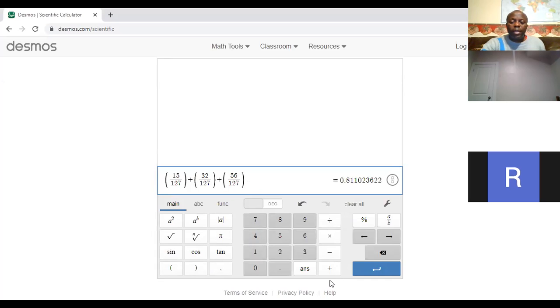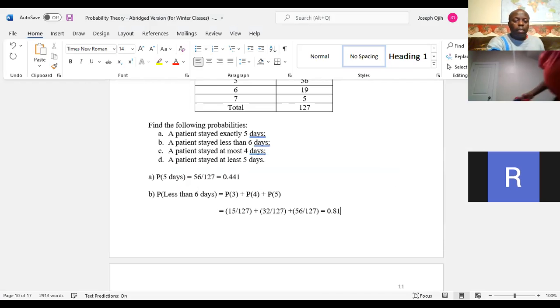0.811. So we have 0.811. We have 81.1% chance that the patient stayed less than 6 days.